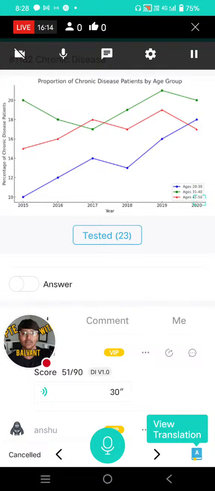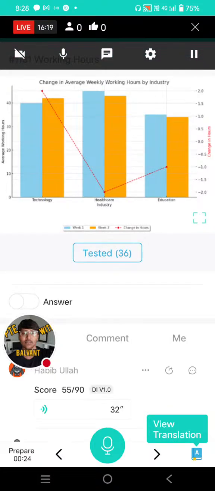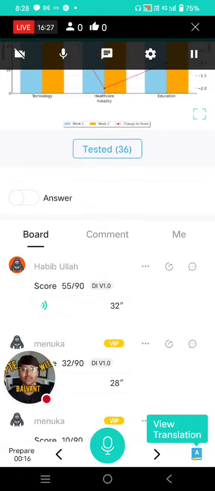Some values like some working hours. Working hours change in average weekly working hours by industry is the main topic of this image.